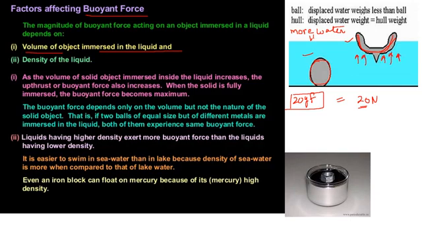If the volume is less, less buoyant force is applied by water, and because of that a body will sink, because the weight of an object or the gravitational pull by the Earth is more as compared to the buoyant force. If the gravitational pull is more and buoyant force is less, definitely the object is going to sink. So the volume of an object is important for the buoyant force.